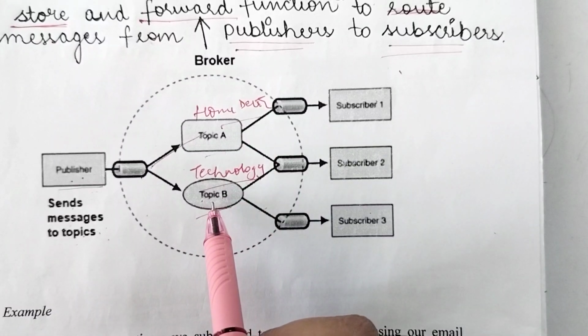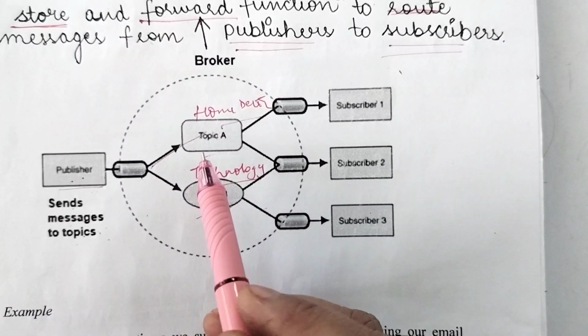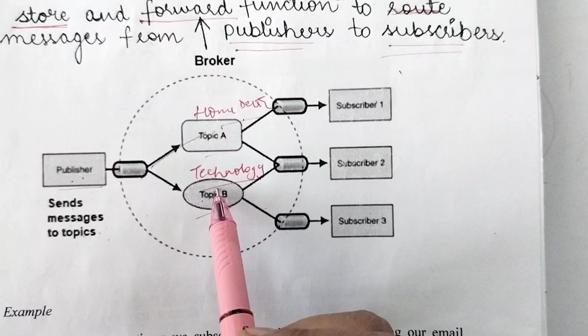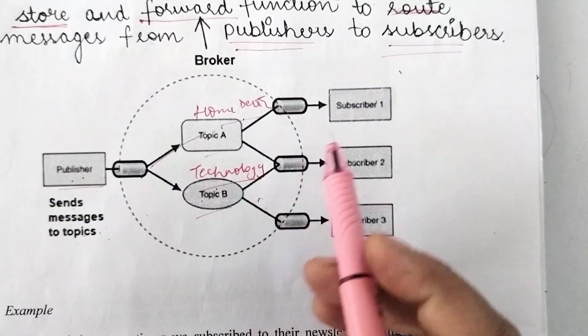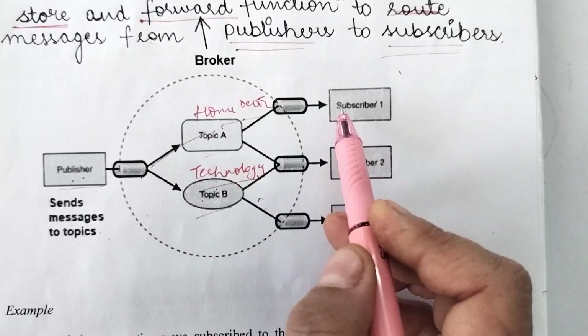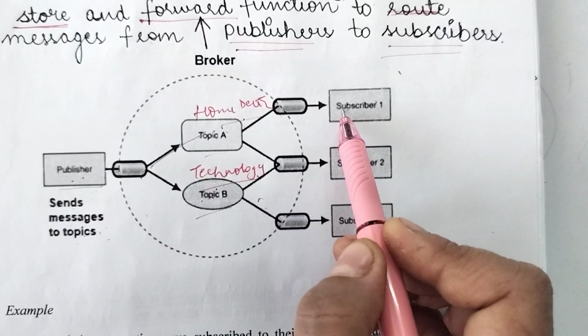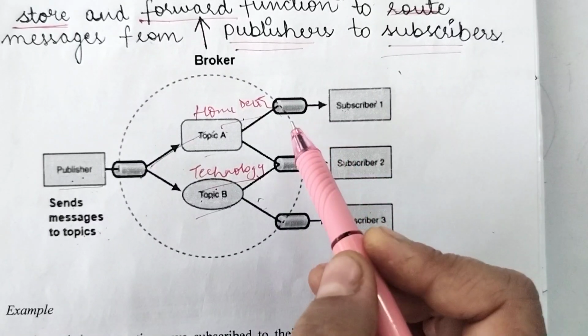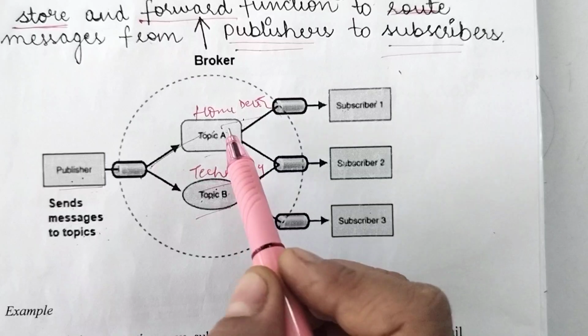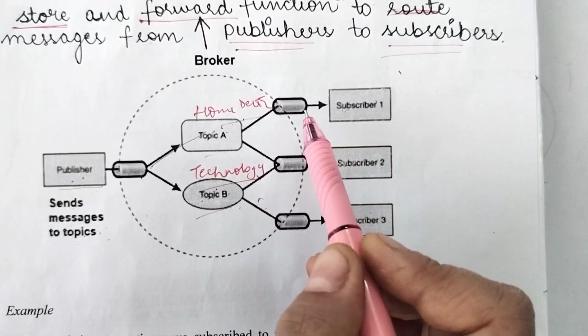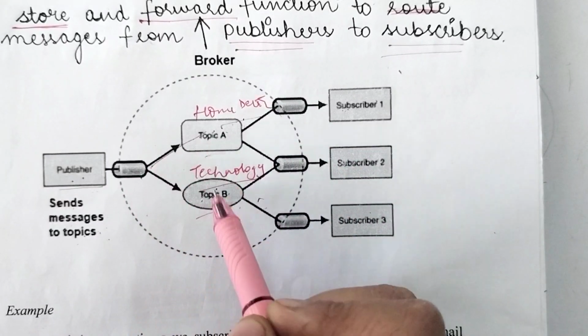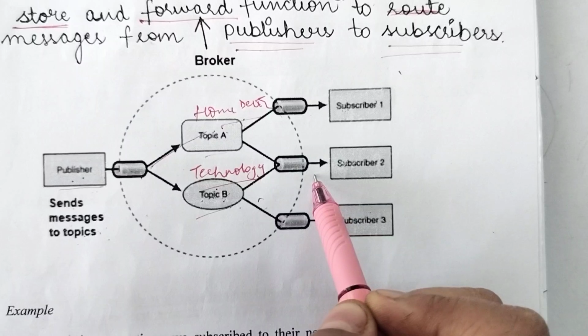Now, as per the interest of the subscriber who has either subscribed to home decor or technology, or may have subscribed to both, he will receive the messages as per the topic he has subscribed. So, for example, if subscriber 1 has subscribed to both the topics of home decor and technology, whenever messages are published in these two categories, he'll receive those messages.